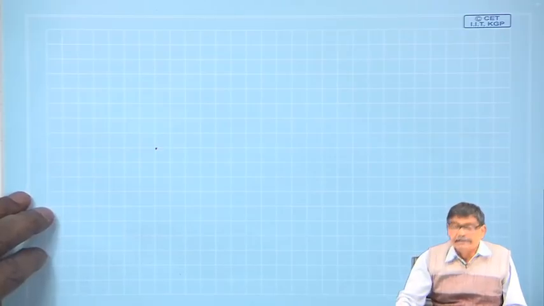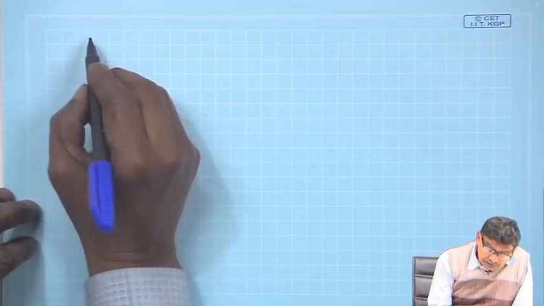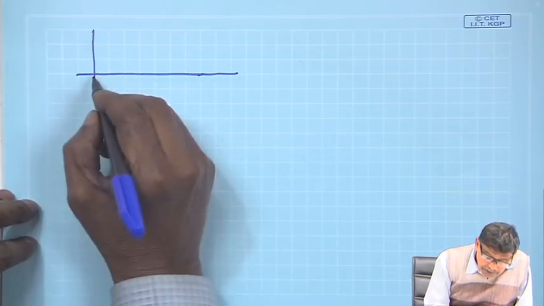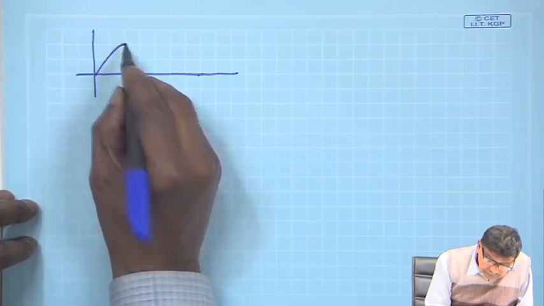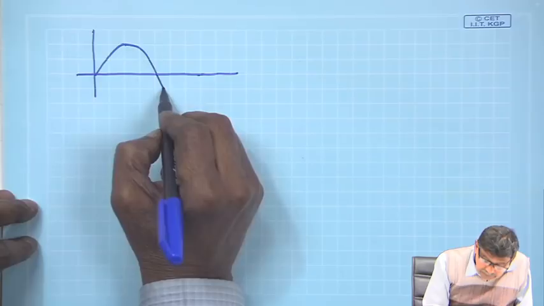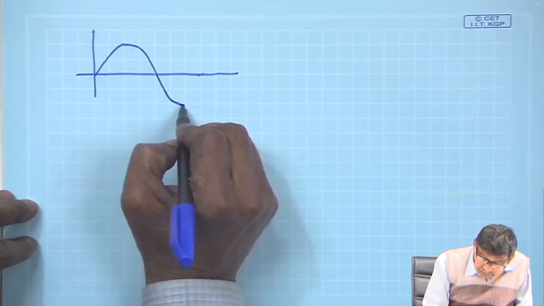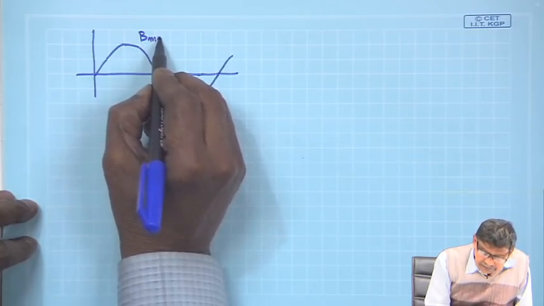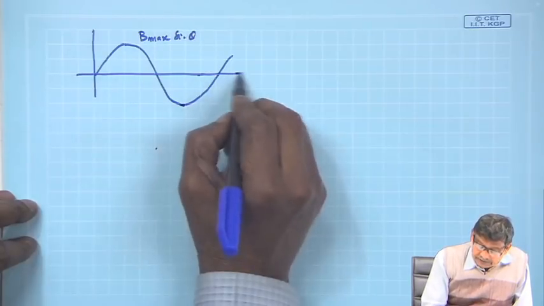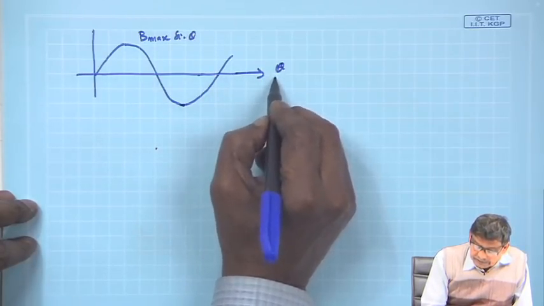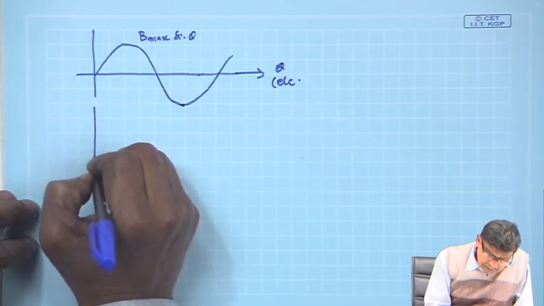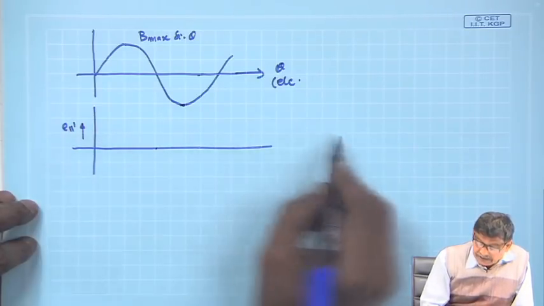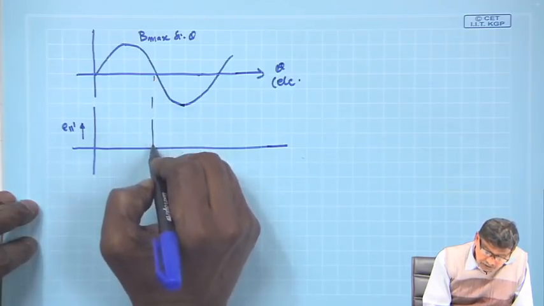Therefore, if I neglect the harmonic component and assume B to be sinusoidal, like this, B max sin theta, where theta is electrical, then the instantaneous value of the voltage across the coil will also be like this.